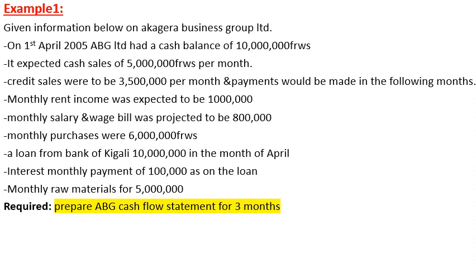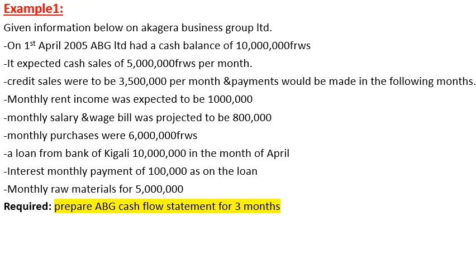So let's look at example 1. Given information below on Akagera Business Group Limited, on 1st April 2005, ABG Limited had a cash balance of 10 million francs. It expected cash sales of 5 million francs per month. Credit sales were to be 3.5 per month, and payments would be made in the following month. Monthly rent income was expected to be 1 million. And you continue up to the last one, which talks about monthly raw materials for 5 million. Required, prepare ABG cash flow statement for 3 months.